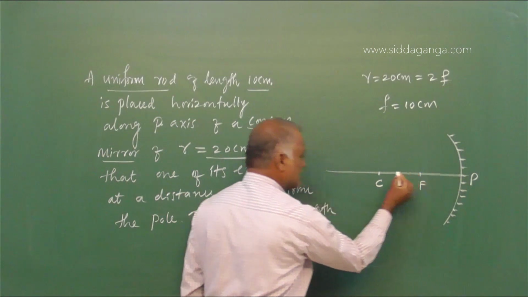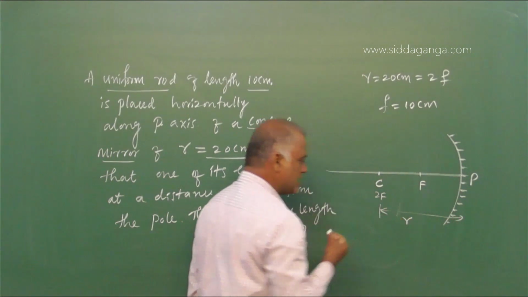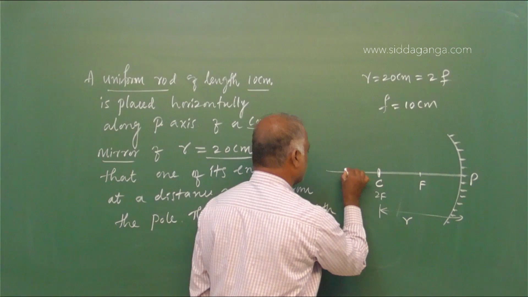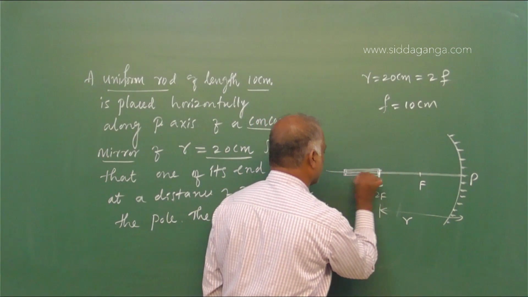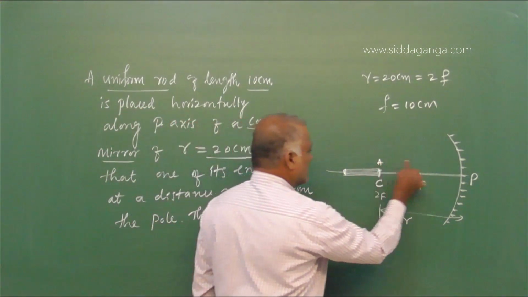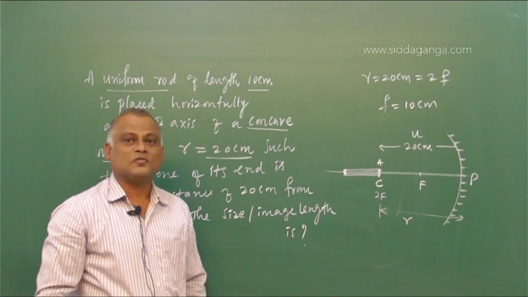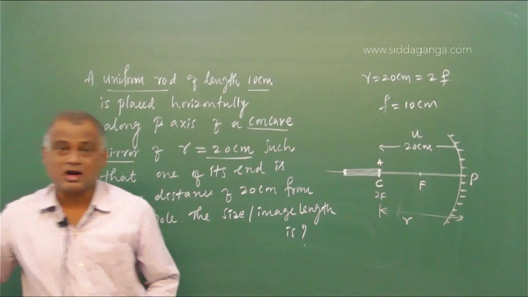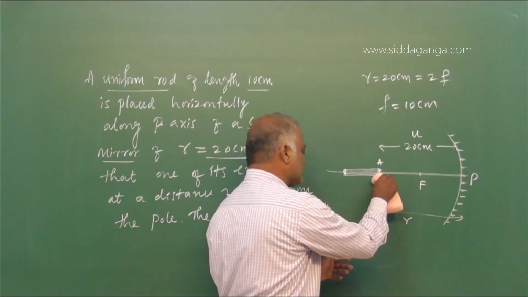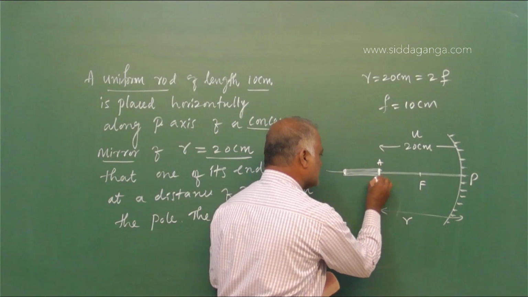So the distance from the pole, if we check C, is 2f, and the distance is nothing but r, the radius of curvature. That means indirectly what he is saying is that the rod of length 10 centimeter is made to lie such that one end of the rod, say A, is exactly at 20 centimeter. So the object is kept at C. When the object is at C, the image will be formed at C only. The image of this end A is formed exactly below the center of curvature, and the size remains the same here. Whatever the size is here, the same size is formed. This is at the center of curvature.